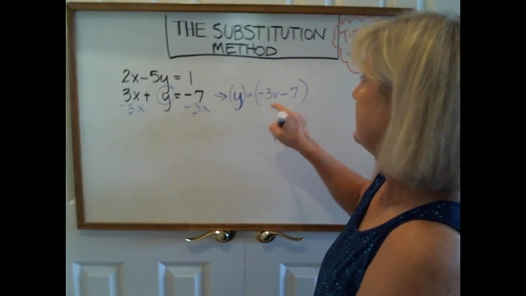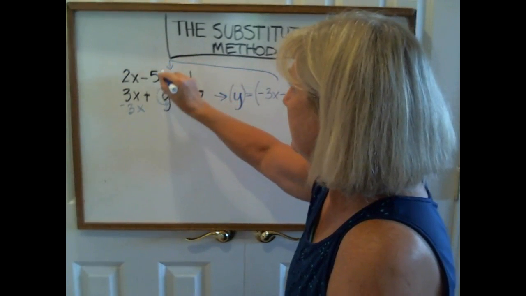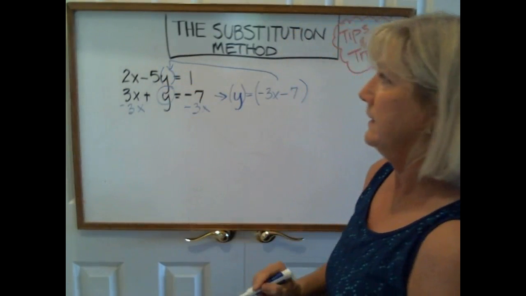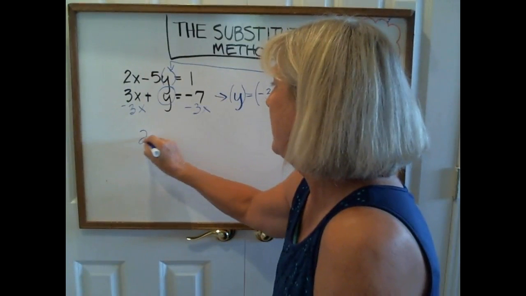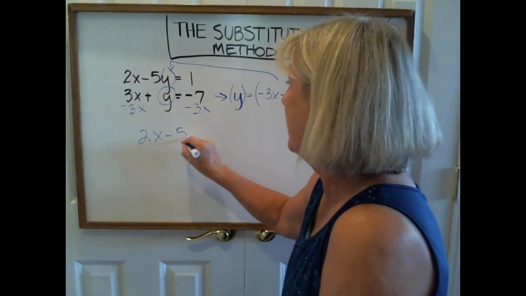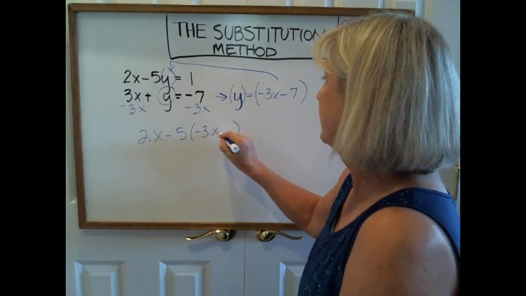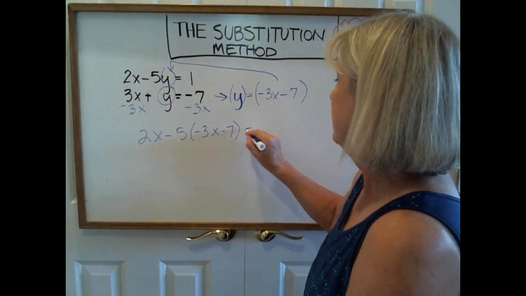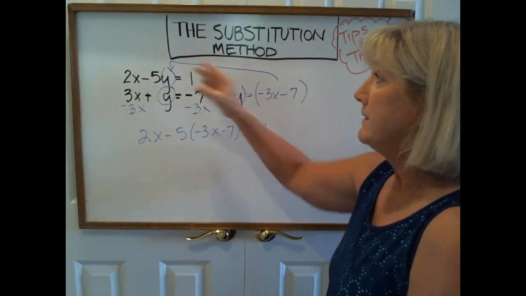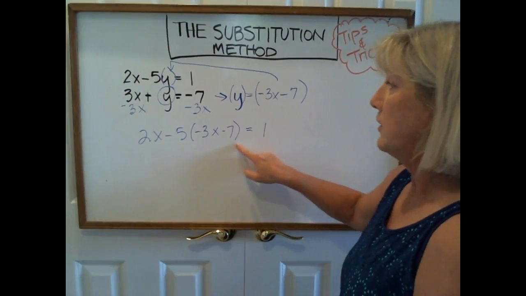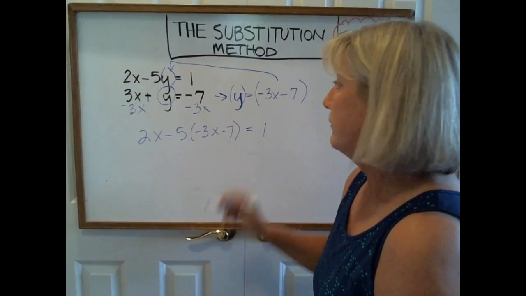So anyway, we take this negative 3x minus 7, and we put it in for that y right there. So what we're going to get is 2x minus 5, and here I'm going to put in the parentheses, negative 3x minus 7 equals 1. So using those parentheses is very important. By substituting in for that y, we now have an equation that just has x's in it that makes it easy for us to solve for that.